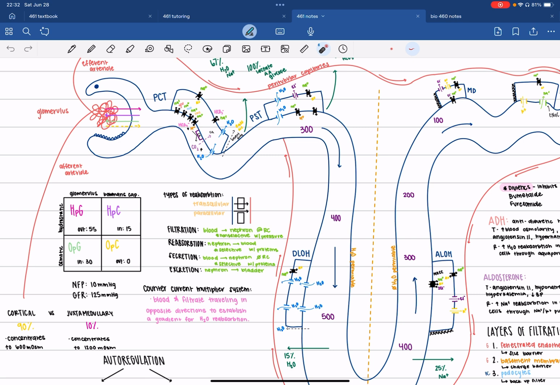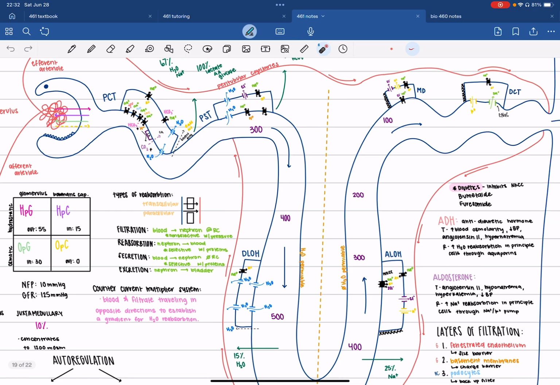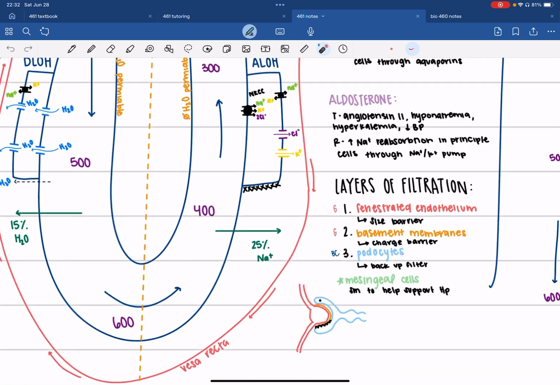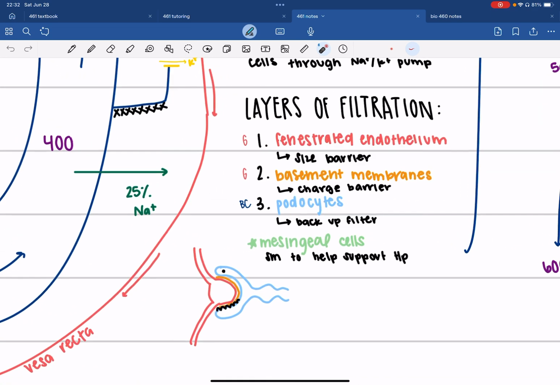And that is just not selective. It's not picking and choosing what goes through, except through the layers of filtration. So if I jump over here, I have a little drawing about the layers of filtration, another little drawing of this nephron. We have 3 layers of filtration, first the fenestrated endothelium, which is going to be a barrier for size.